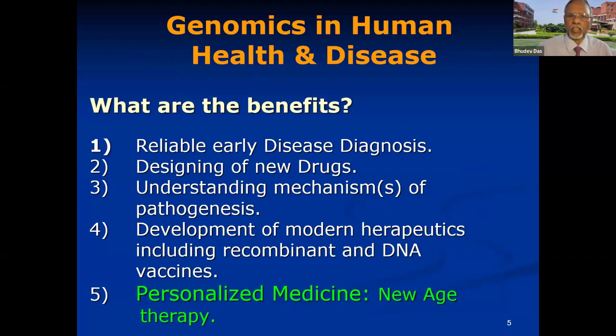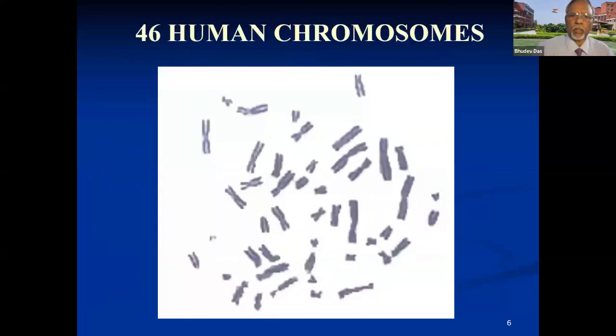So these terminologies are important to understand. As for genetics and human disease, the contributions are immense: reliable early disease diagnosis and detection of genetic defects, designing of new drugs, understanding mechanisms of pathogenesis, development of modern therapeutics and whatnot. There are a huge number of things.